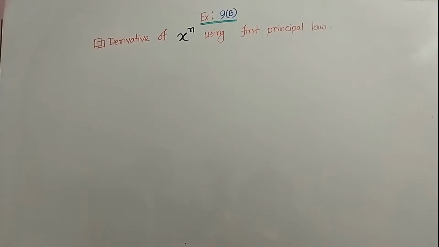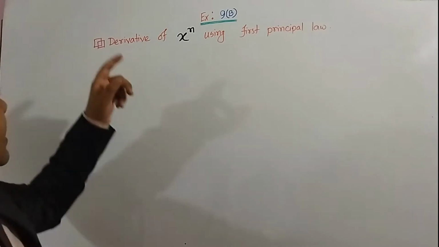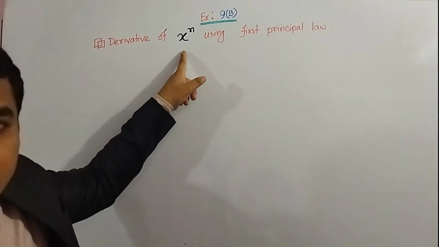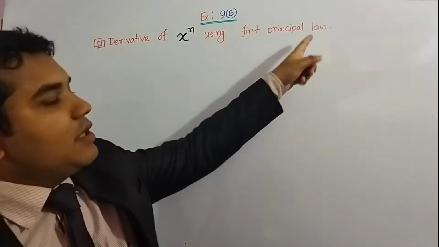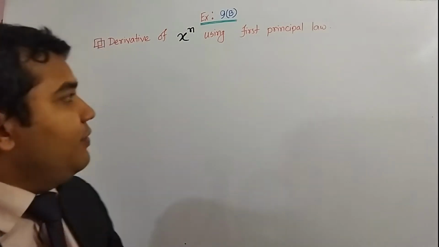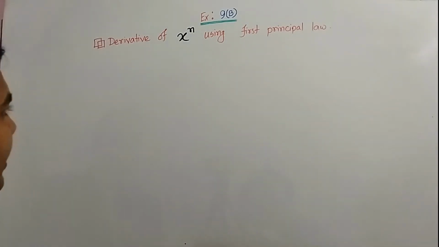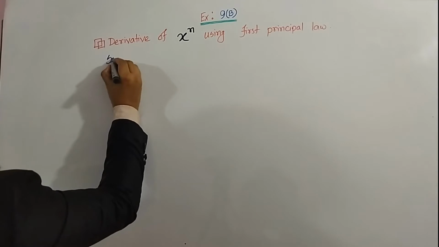So dear students, this is our first problem, and the question says: find the derivative of x to the power n using the first principle. We have to differentiate x to the power n. How can we go for it? The solution should be like this.